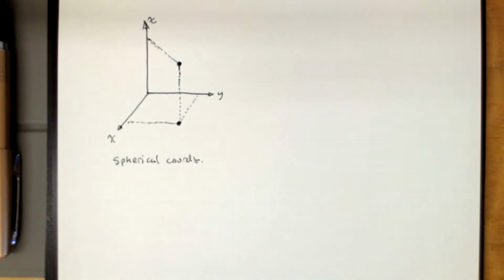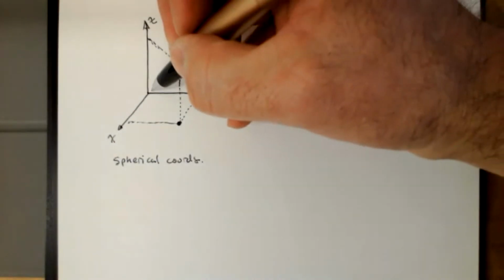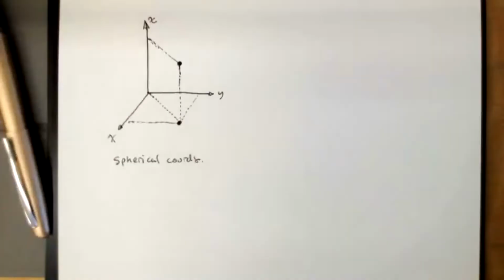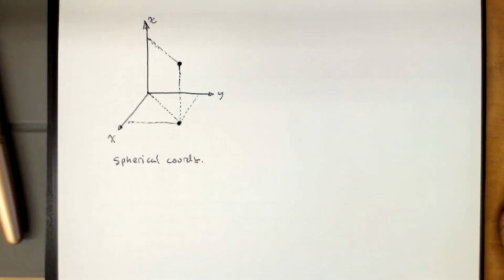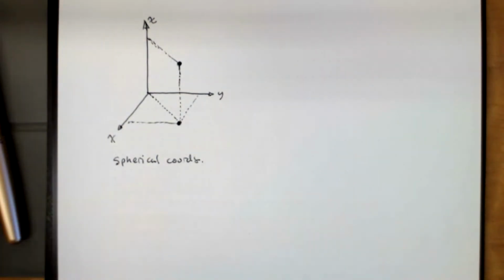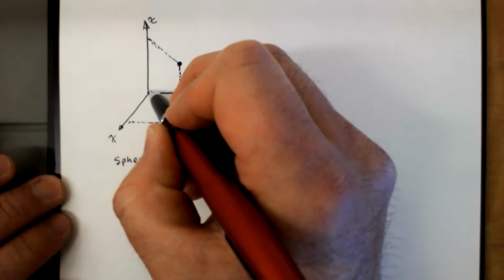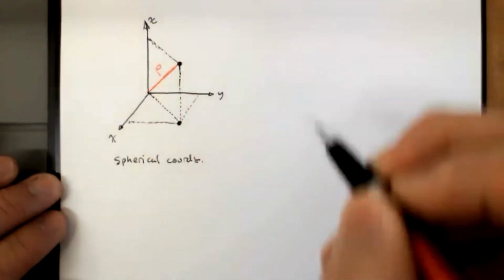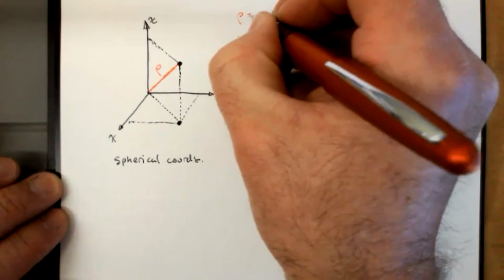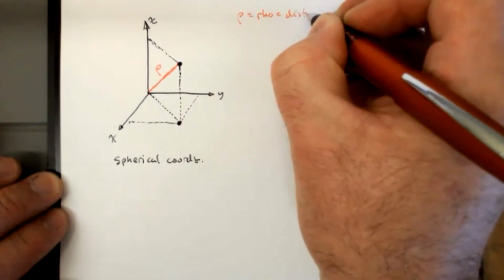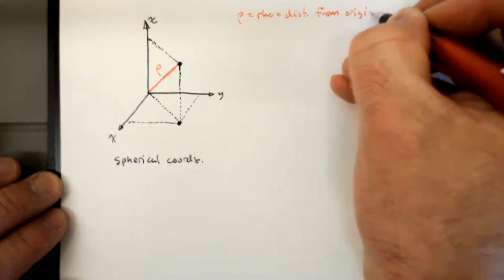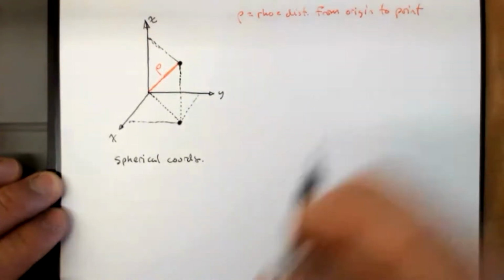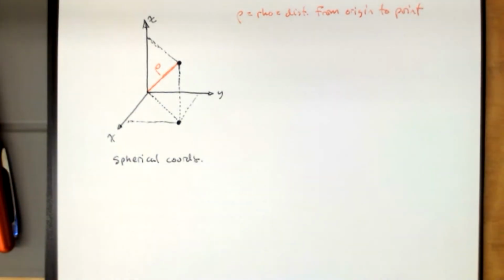In spherical coordinates, we're only going to have one length. Now we can see the door swinging between the x and y axis. For spherical coordinates, we only get one length. So we've only got one choice for what that length should be. That length is going to be the distance from the origin to the point. And that's typically called rho. So rho is the distance from the origin to the point.